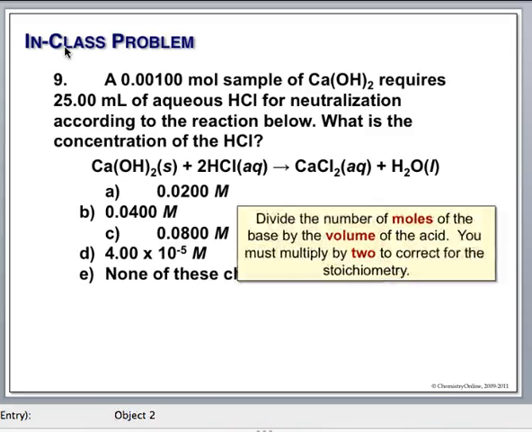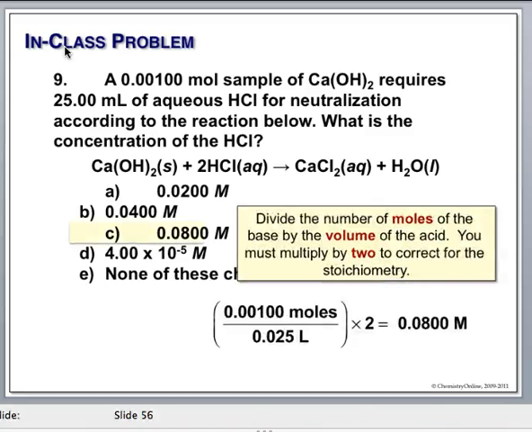We're going to take the number of moles of our base, divide it by the volume of our acid. Moles divided by volume is concentration. Remember, we have to multiply the number of moles here by 2 because there are 2 hydroxides. So this is 0.002 moles of base. And you see, it could have been either of these.